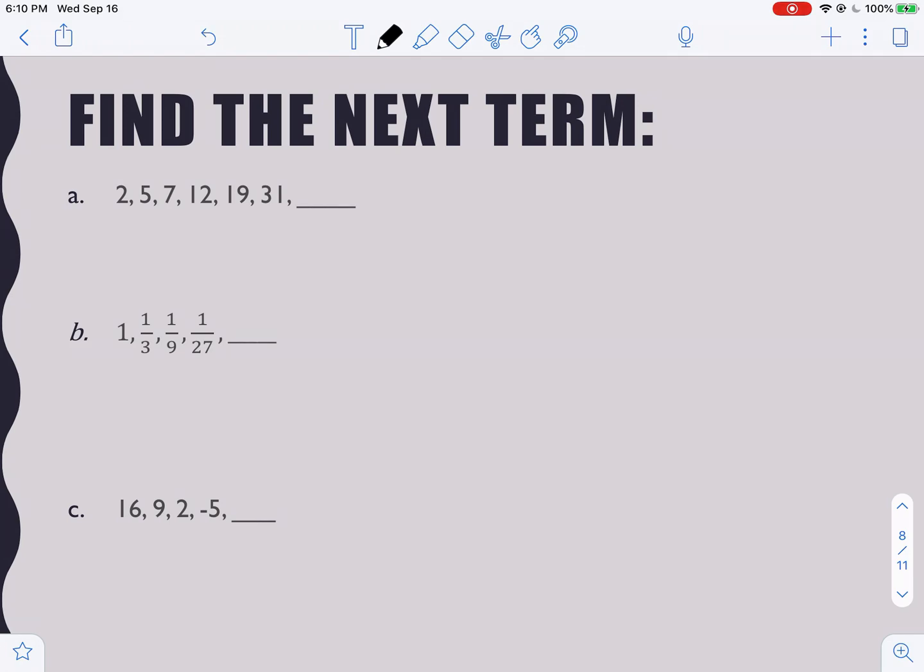All right, you guys try to find the next term in these patterns. You can pause the video and try.